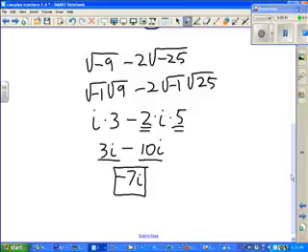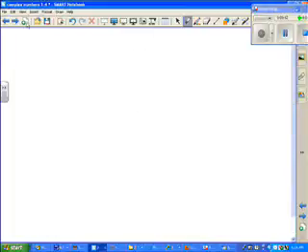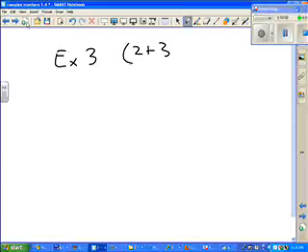Some examples. Good stuff. All right, on page 22, we'll take a look at example 3. I'm going to build a new page here. Example 3. We've got 2 plus 3i plus 4 plus 5i.